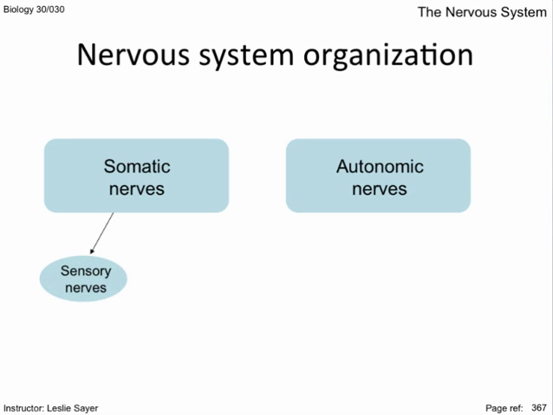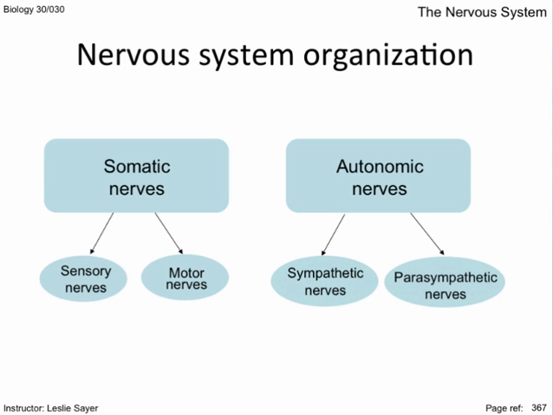The somatic nerves can be divided into sensory nerves and motor nerves. Sensory nerves attached to sensory receptors convey information about the environment to the central nervous system. Motor nerves send responding information to skeletal muscle cells, or effector cells. Autonomic nerves can be divided into the sympathetic nervous system and the parasympathetic nervous system. The sympathetic and parasympathetic nerves work in opposition to regulate the involuntary body processes.